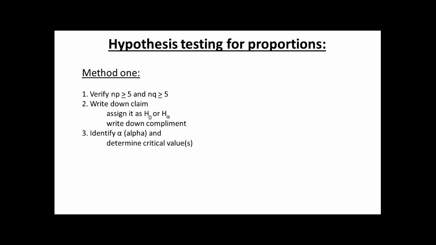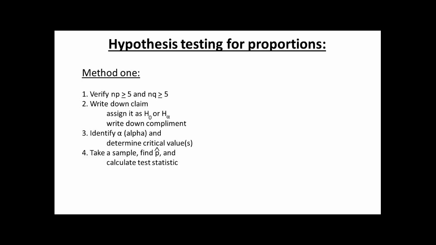Step 1. Verify n times p and n times q are at least equal to 5. Step 2. Write the claim down mathematically and assign it as either H0 or H alpha, depending on whether or not it contains a condition of equality, and then write down its complement. Step 3. Identify the level of significance, alpha, and from the z-table, determine the critical value for a one-tailed test, or values for a two-tailed test, and identify the rejection area or areas.